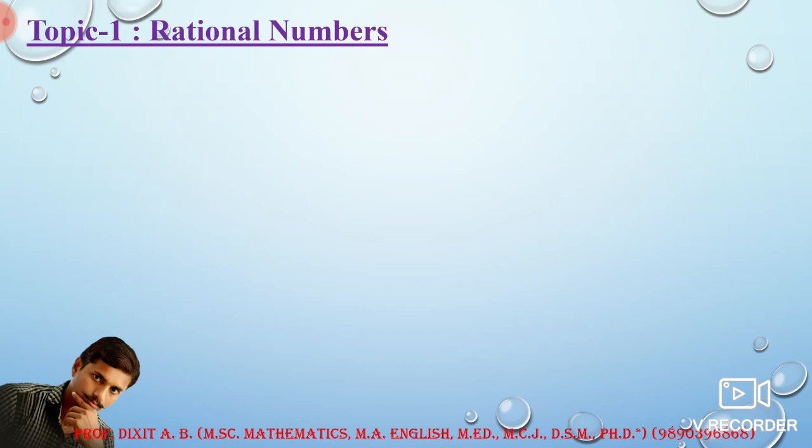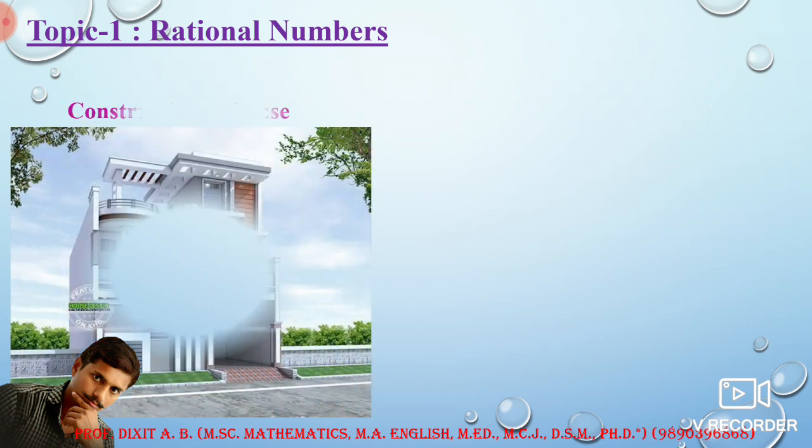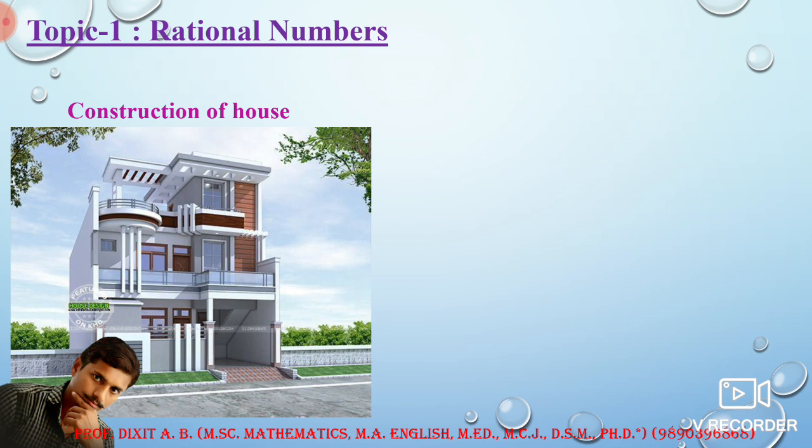Before starting rational numbers directly, we'll see some real life examples related to rational numbers. First example is construction of a house. For constructing a house, we have to draw the map first, and for drawing the map we should know the length and breadth of our plot, and those are expressed in terms of numbers.